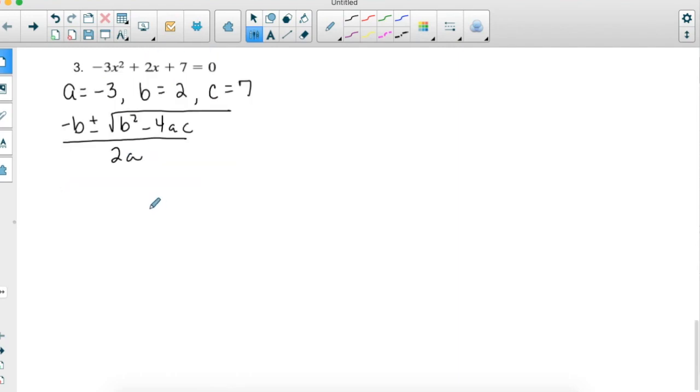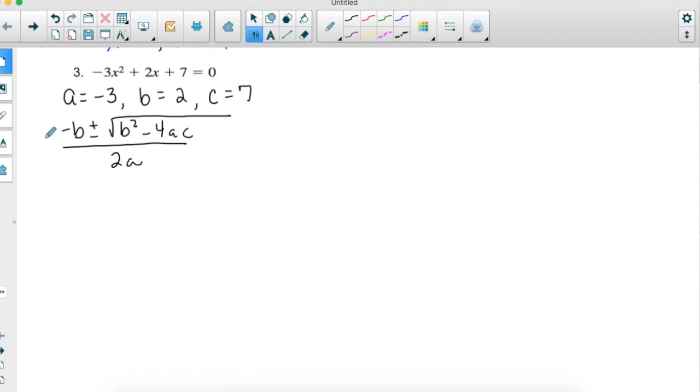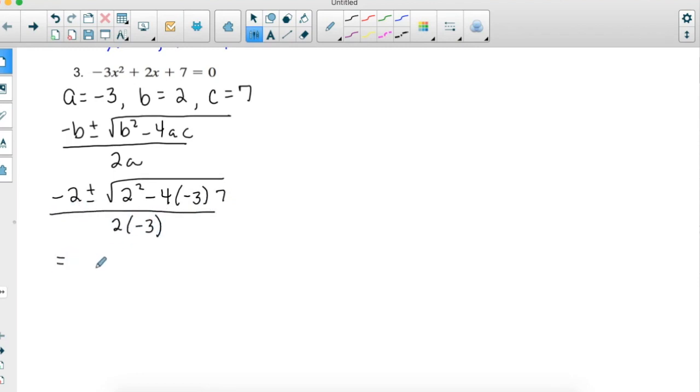Okay, we're going to go ahead and substitute. So we have negative b. Now b we said was positive 2, so I have negative 2 plus or minus the square root of 2 squared minus 4 times negative 3 times 7. And all of this is over 2 times negative 3. Now you have negative 2 plus or minus, and 2 times 2 is 4, so inside the square root we have 4.